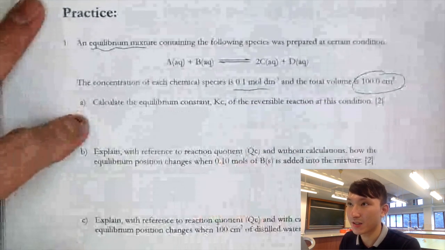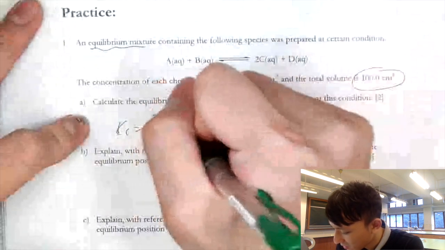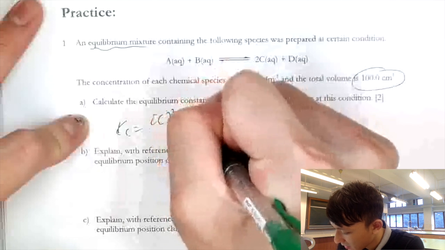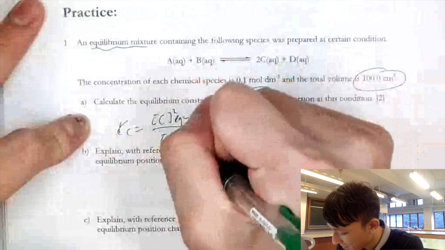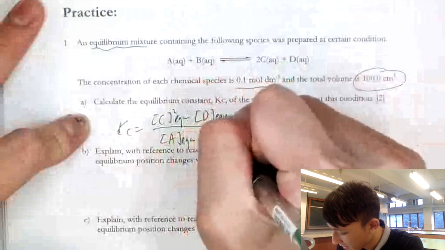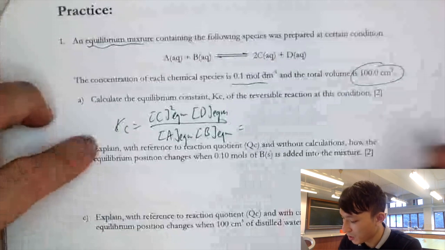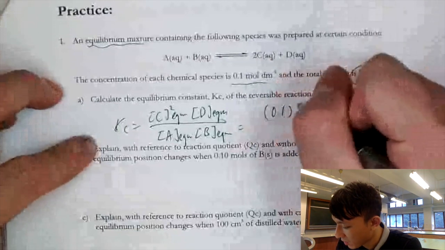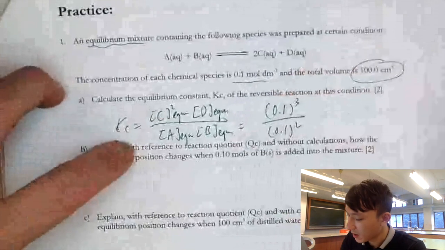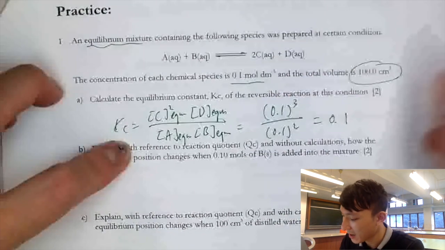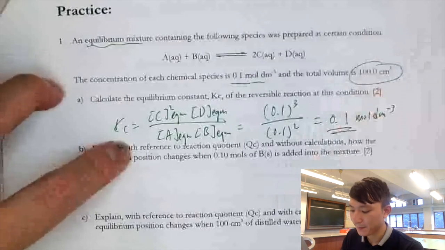Calculate the equilibrium constant of the reversible reaction. So you know Kc equals C squared over D, equilibrium concentrations of A as well as B, right? They are all 0.1 mole per dm cube, so essentially it's 0.1 cubed over 0.1 squared, right? All of them are 0.1, and that would be 0.1, okay? Mole per dm cube. So that would be the Kc.